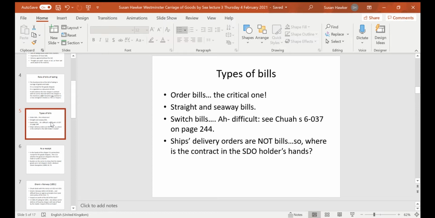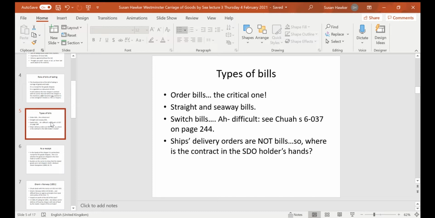Anyway, I suggest you read that and think about it and perhaps smile to yourself. I'm not going to say anything else about switch bills. And then we have a fourth document, which isn't a bill of lading at all, and it's actually why I flagged this up here. And that's what we call the ship's delivery order. And that is not a bill.